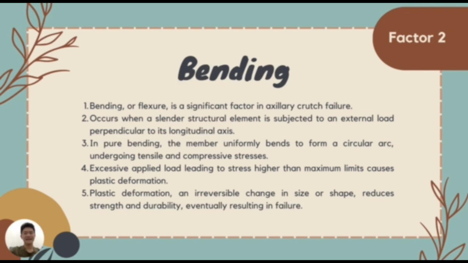So the factor 2, bending, also known as flexure. This phenomenon occurs when a slender structural element is subjected to an external load perpendicular to its longitudinal axis. In the case of pure bending, the member uniformly bends, forming a circular arc and experiencing both tensile and compressive stress. However, when the applied load surpasses the maximum stress limits, plastic deformation occurs, a process characterized by irreversible changes in size or shape. This plastic deformation diminishes the strength and durability of the crutch, ultimately leading to failure.